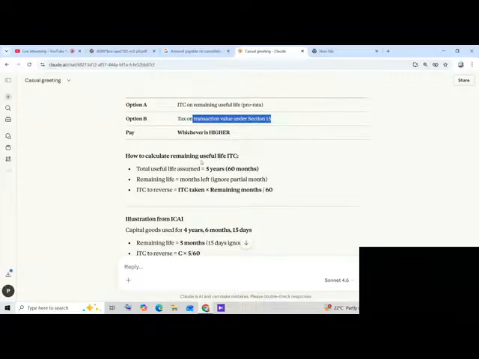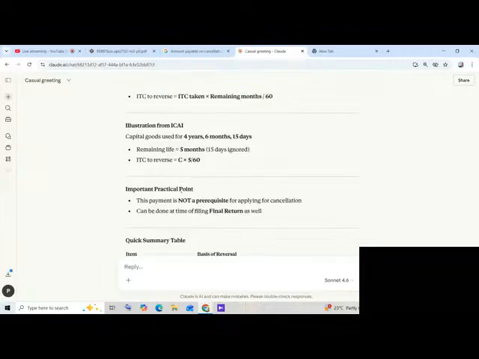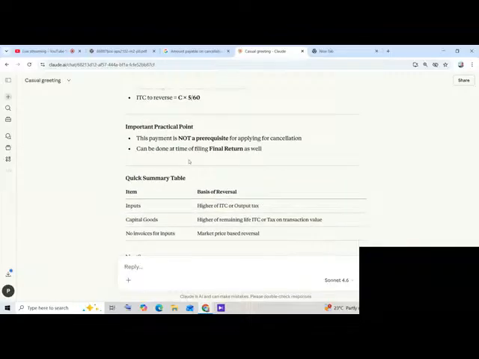How to calculate remaining useful life ITC? Total useful life is assumed to be 5 years, 60 months. Remaining life is months left, ignoring partial months. ITC to reverse is ITC taken into remaining months divided by 60. Illustration from ICAI: capital goods used for 4 years, 6 months, 15 days. Remaining life is 5 months; 15 days is ignored. And ITC to reverse is C into 5 divided by 60. Important practical point: the payment is not a prerequisite for applying for cancellation; it can be done at the time of filing the final return as well.